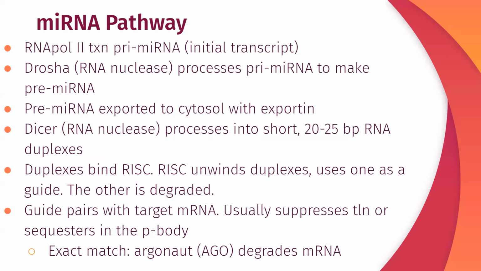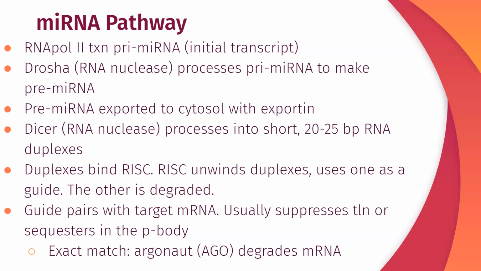In our miRNA pathway, we are going to start in the nucleus because this is encoded within the genome of the cell. RNA polymerase II will transcribe a pri-miRNA, and that's our initial transcript. Then Drosha, which is an RNA nuclease, will process our pri-miRNA into a pre-miRNA. Our pre-miRNA can be exported into the cytosol using exportin, which is unit 3 stuff that you should also be familiar with for the exam.